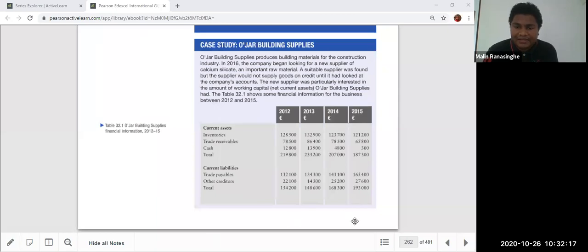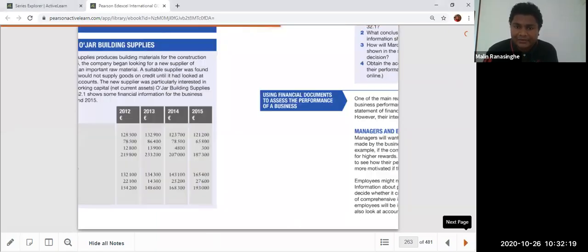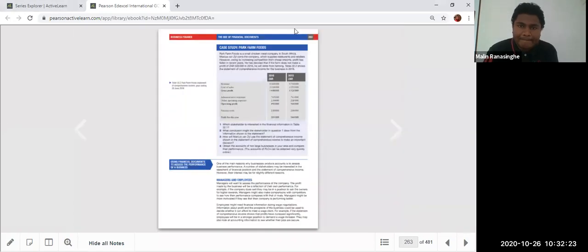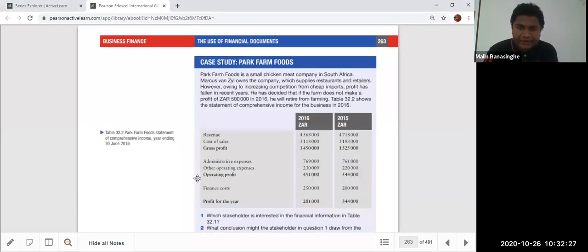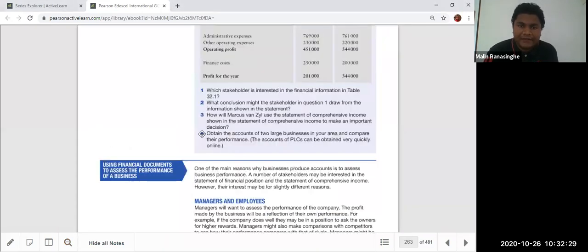So we'll see what they are asking. This is very good decision making, because I know a lot of people analyze in different ways. So we have to find out how these are actually important now, how to make decisions and everything. What will Marcus and Seal use financial statements for, and obtain the accounts of two large companies? Okay, let's see.